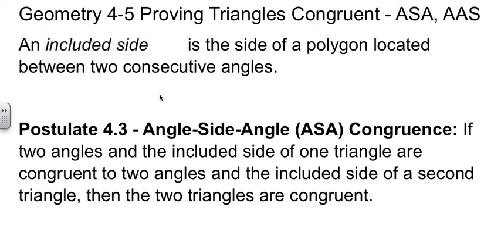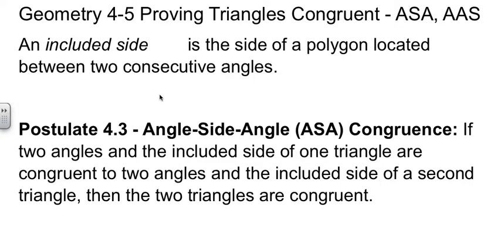Well, there's a similar idea called an included side. That is the side located between two angles. And knowing that helps us set up our third postulate of the chapter, postulate 4.3, the angle-side-angle congruence, ASA. If we have two angles and the included side of one triangle congruent to two angles and the included side of a second triangle, that's enough to say we have congruent triangles.